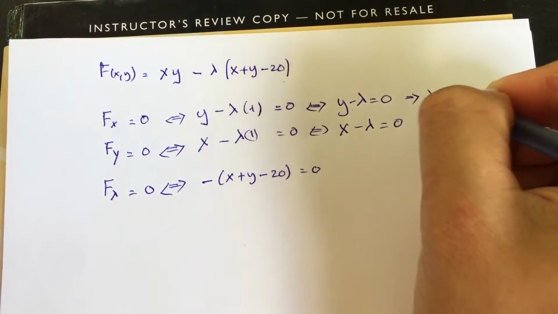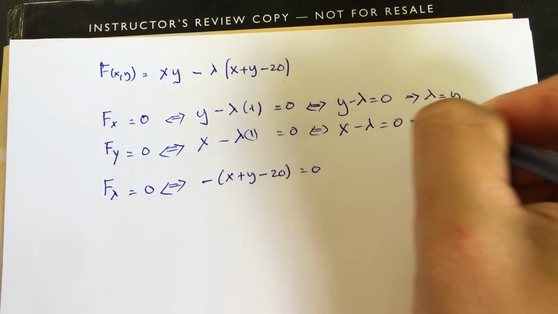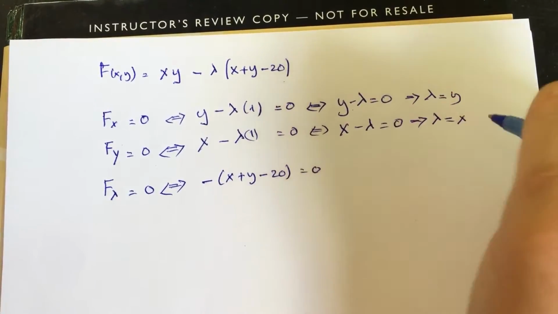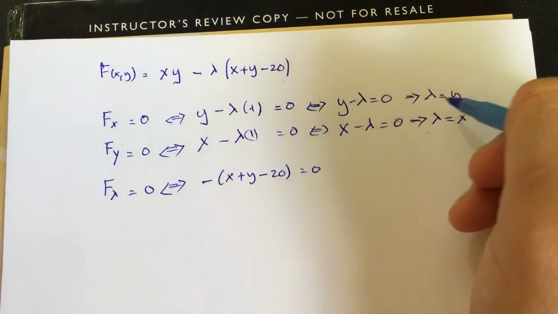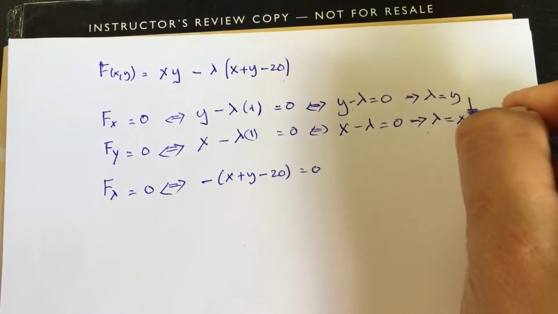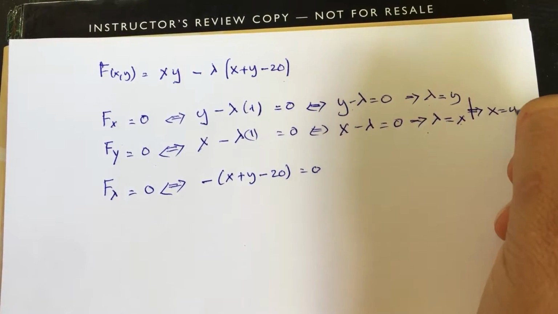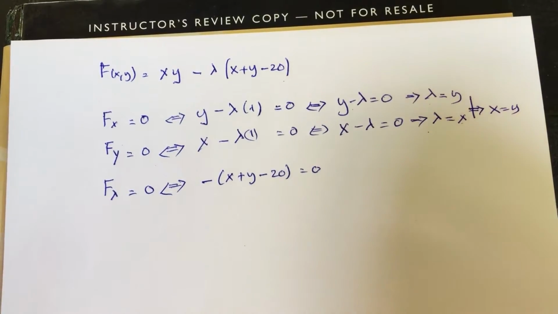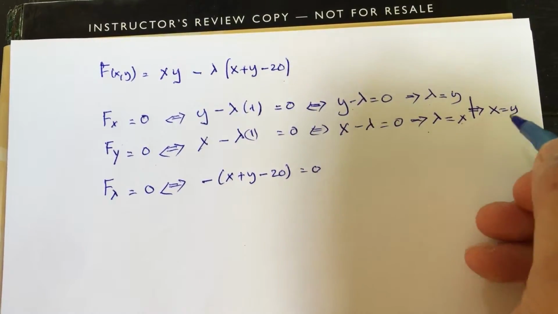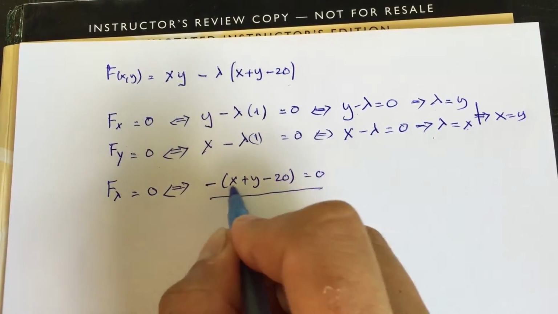That means lambda must equal y. This also tells you that lambda equals x. x equals lambda and y equals lambda. This also implies that x must equal y, otherwise it can't be true. Okay? If that is the case, that means in this last step, x must equal y.